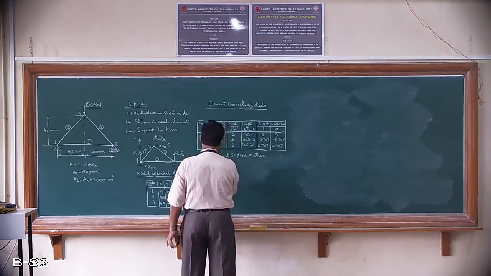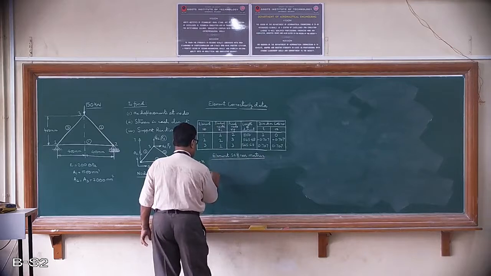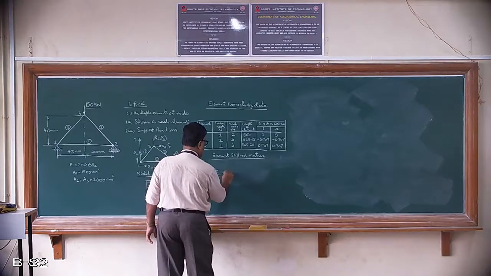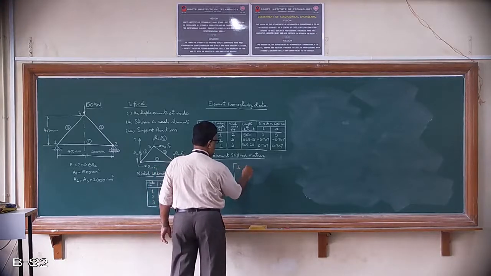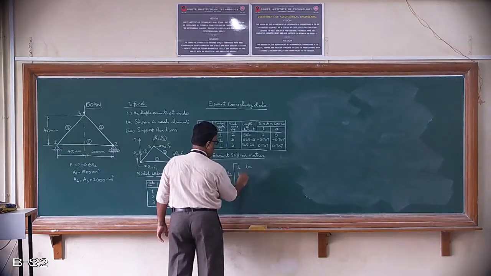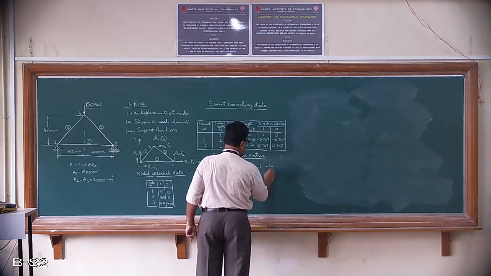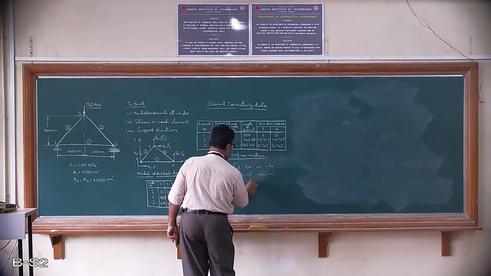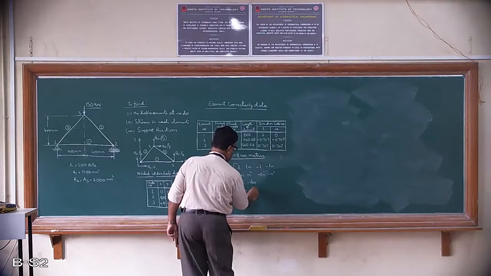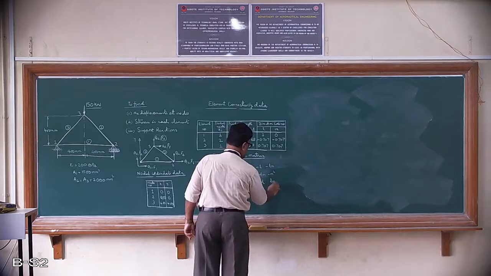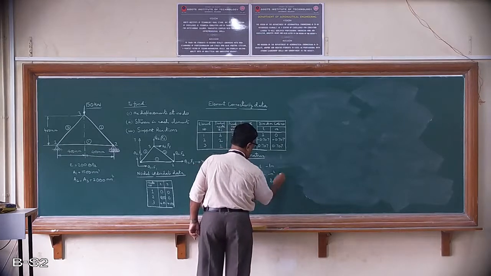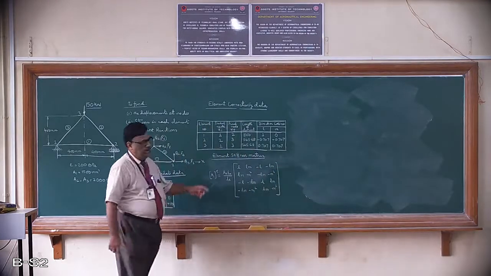In the last class I have already told you, in general the element stiffness matrix is written as AE upon L into bracket L squared, LM, minus L squared, minus LM; LM, M squared, minus LM, minus M squared; here it is all minus L squared, minus LM; here also minus L squared, minus LM, and again here it is positive, that is LM and M squared. This is how we need to write for each and every element.